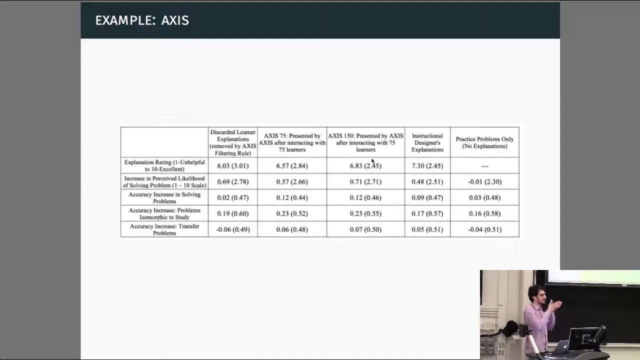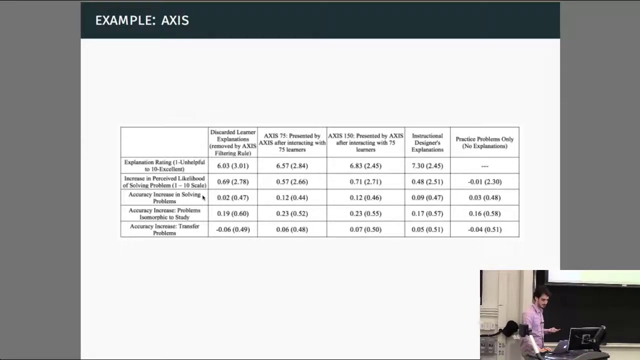So it's basically taking two snapshots of the multi-arm bandit policy, one after seeing 75 users and one after seeing 150 users, and it's comparing those to see if it improves over time. And then finally they compare it to an expert explanation for the problems. And I guess what they're saying is that the policy does better than these explanations that were discarded, so the ones they thought were bad, and it's approaching an expert instructor's explanations.